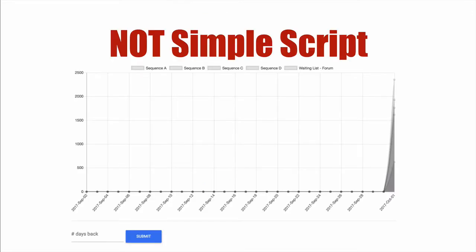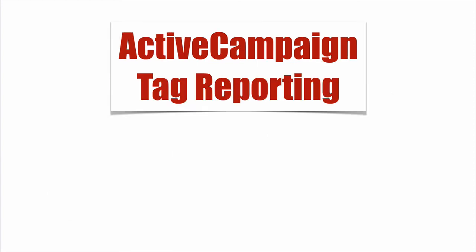You get a chart that gets built over time, and I've only got 1 day worth of data, and it shows the number of contacts for all of these tags, one called sequence A, B, C, D, another one called waiting list dash forum. And then this will just trend over time, and I have a visual representation of what my tags look like in ActiveCampaign. So that's one way to do ActiveCampaign tag reporting.